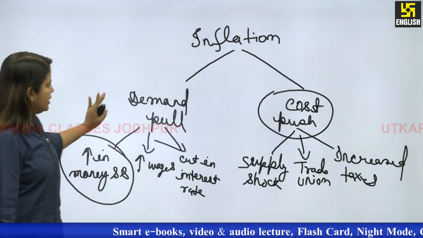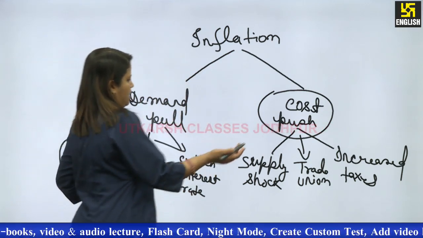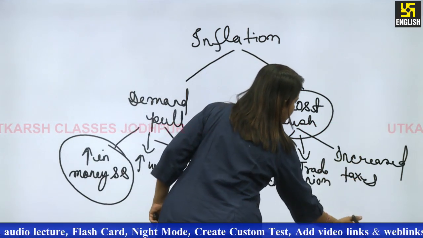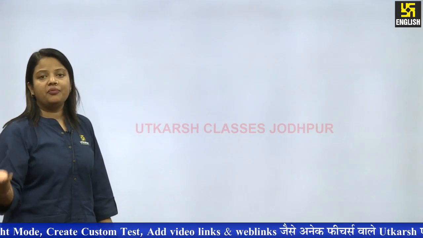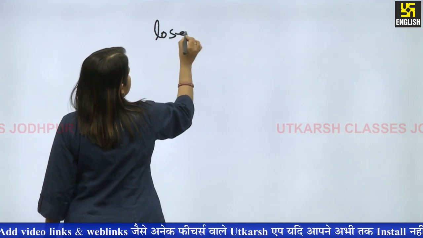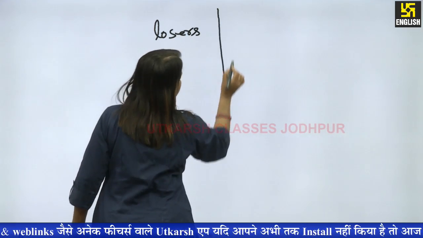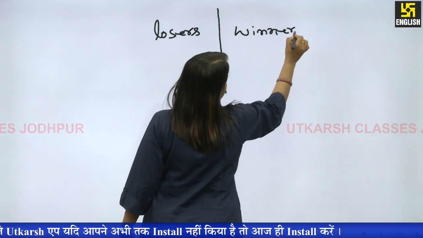So there are two types of inflation in the economy, and as a result, who are the losers in inflation and who are the gainers in inflation? This is also a very interesting question. Who are the losers and who are the winners in inflation? Who are the winners in inflation?